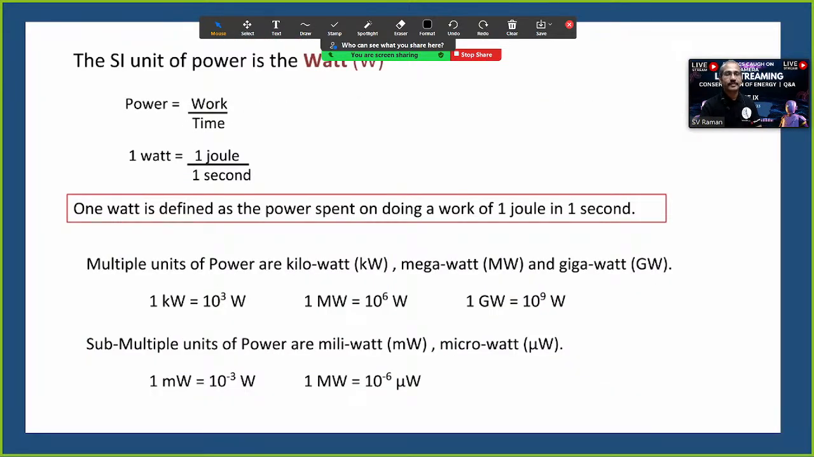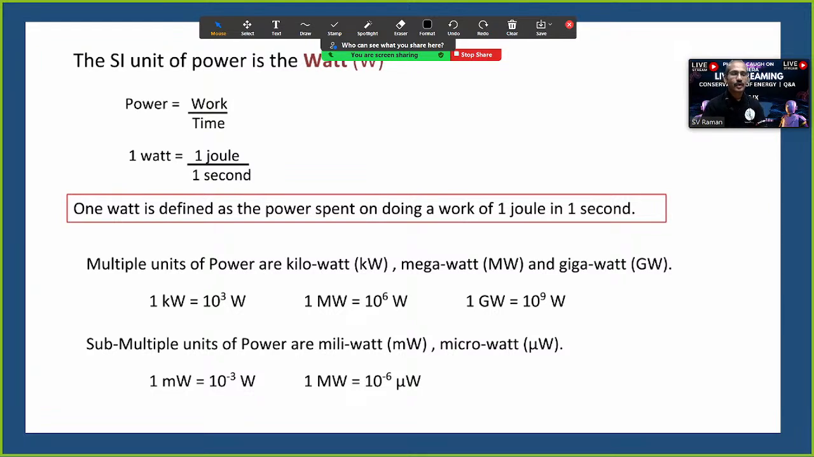The unit of power is the watt. Power is equal to work done by time. Work done has units of joules and time has units of seconds. So joule per second is equal to 1 watt. So 1 watt is defined as the power spent in doing a work of 1 joule in 1 second.